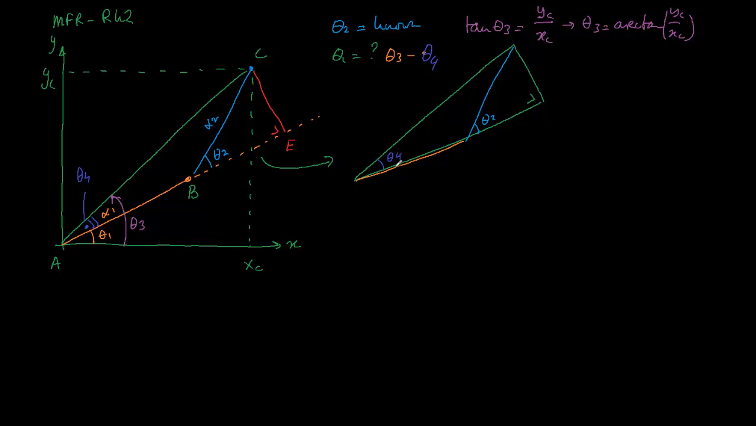Okay, so we know something more. This is the length alpha 2, and this is the length alpha 1 over here. And of course we know this length, because by using Pythagoras, this would be the square root of xc squared plus yc squared.